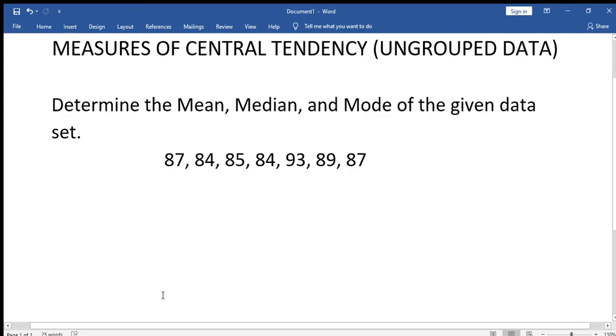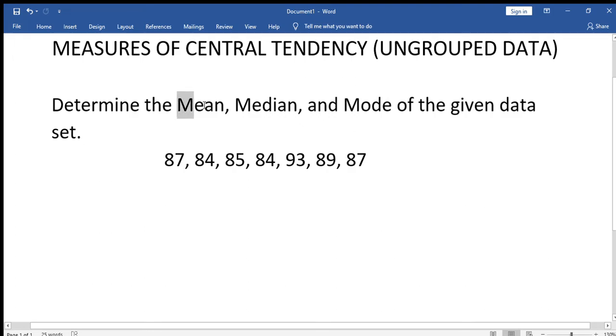Good morning. We'll be talking today about measures of central tendency using ungrouped data. So when we talk about measures of central tendency, we have three different parameters that are being used to determine the central tendency of a given set of data. So we have the mean, median, and mode. When we say mean, mean is also known to be your arithmetic mean or known the average. We also have the median and we have the mode.